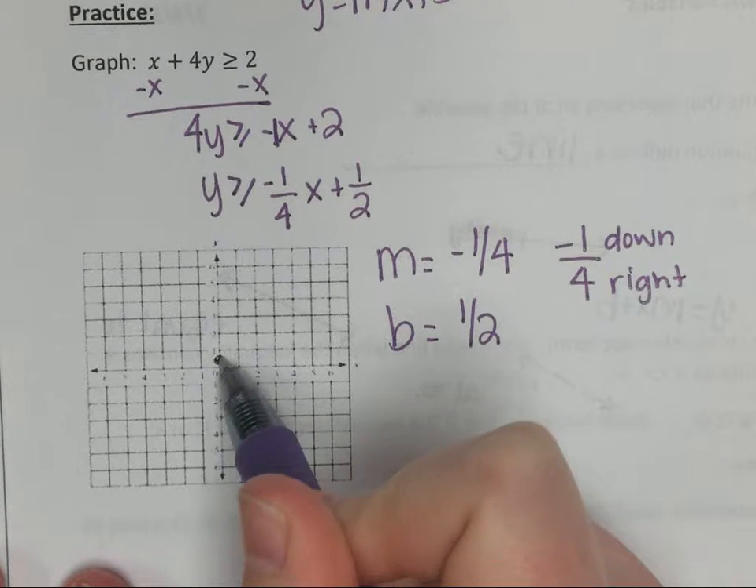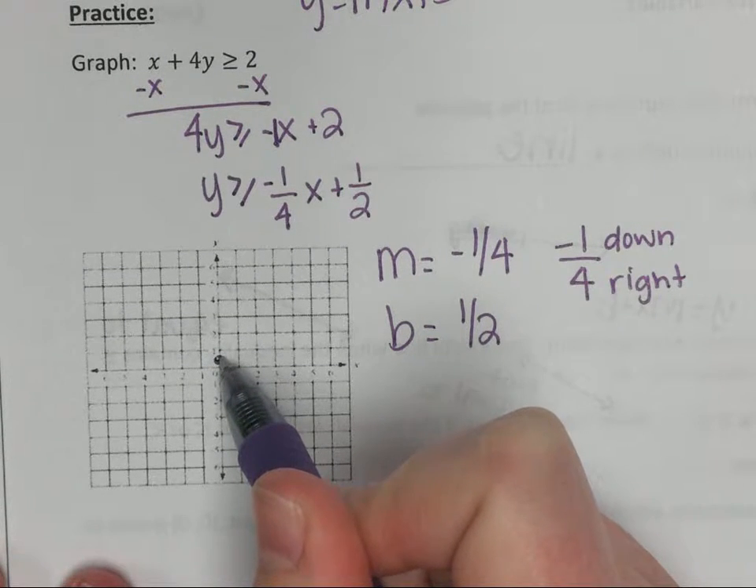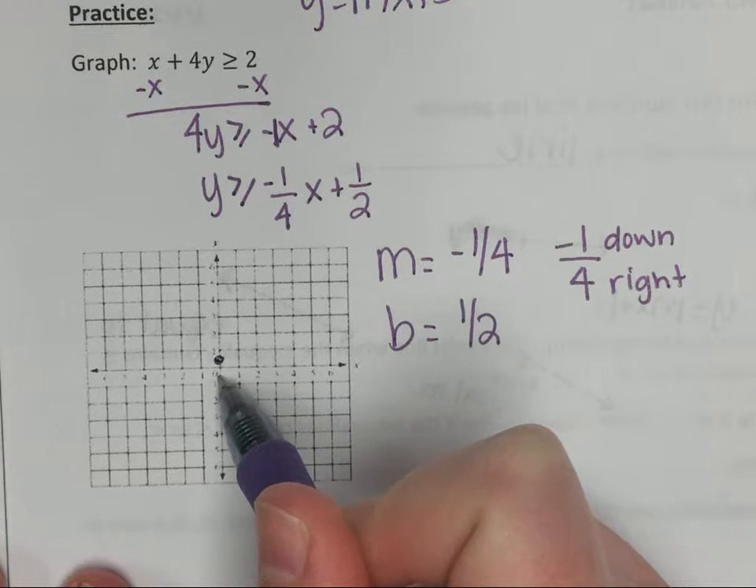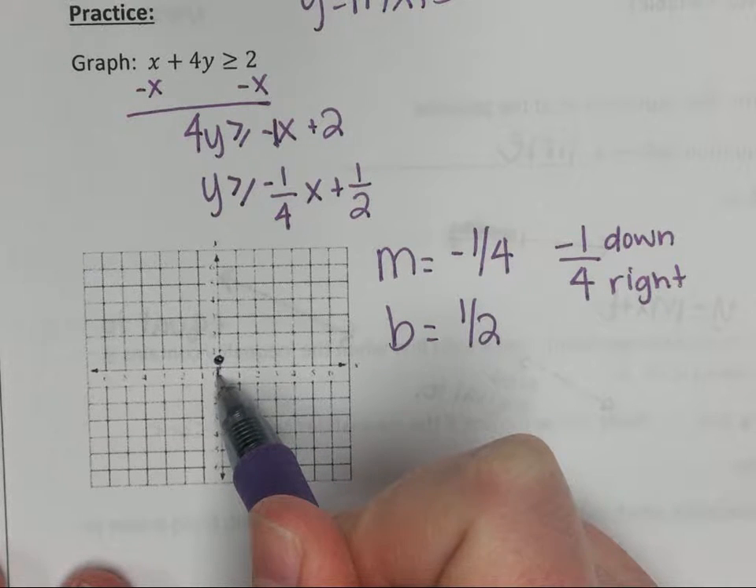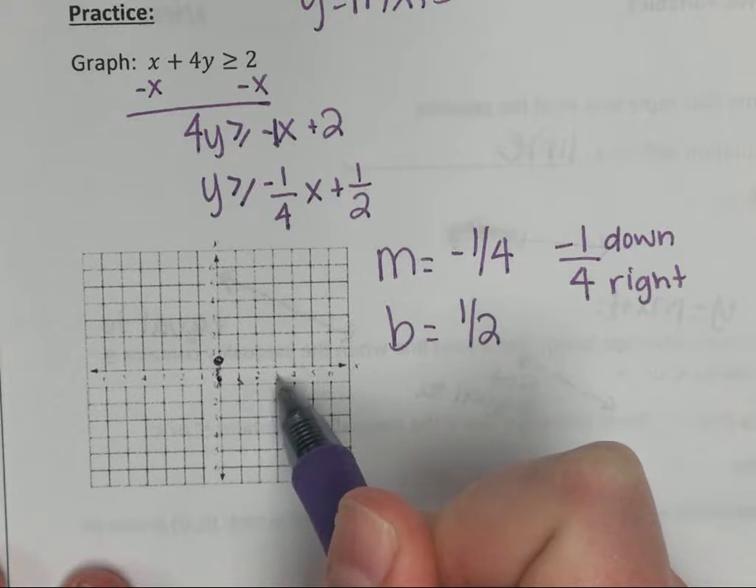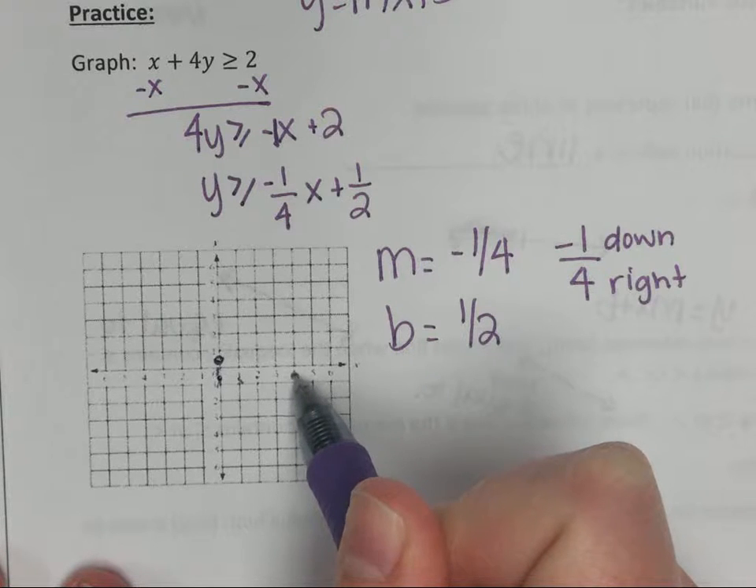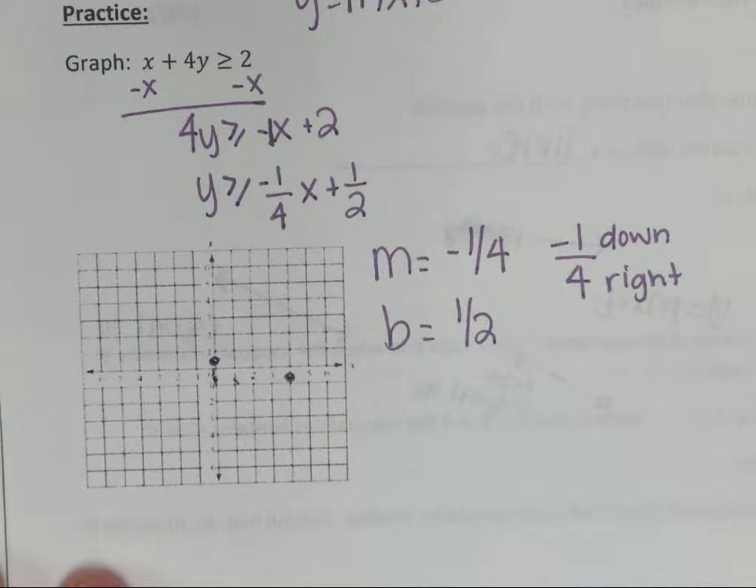So from this half, if I go down a whole, it's going to put me in the middle of a box, in between 0 and -1 this time, and I'm going to go 4 right, so 1, 2, 3, 4. And here's my other point. This is a negative slope.